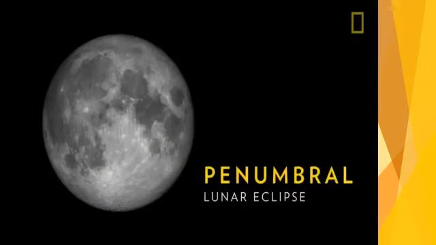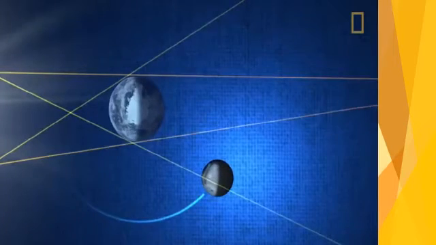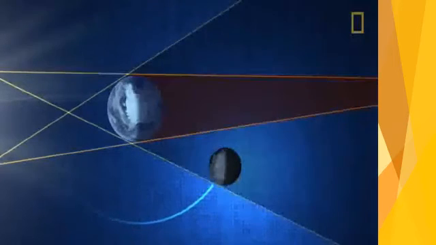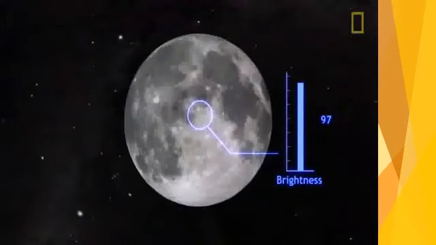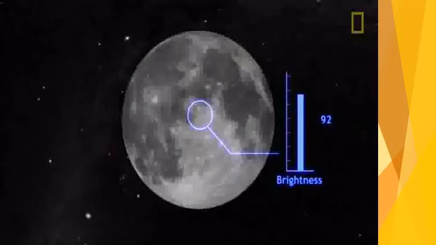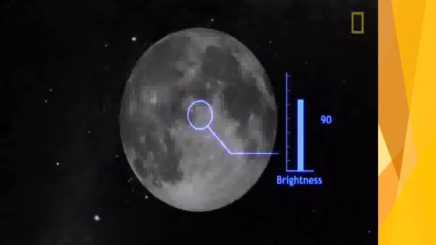Last, a penumbral lunar eclipse occurs when the moon passes through Earth's penumbral shadow. The event is so subtle that most people don't even notice. The moon will appear just slightly darker than normal.